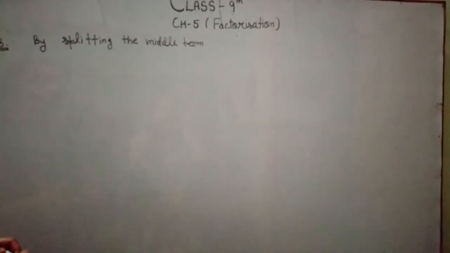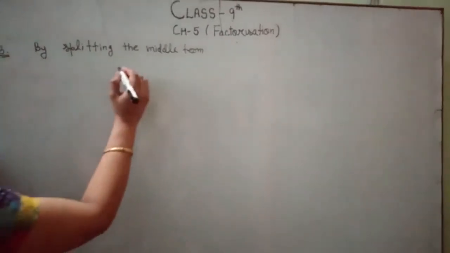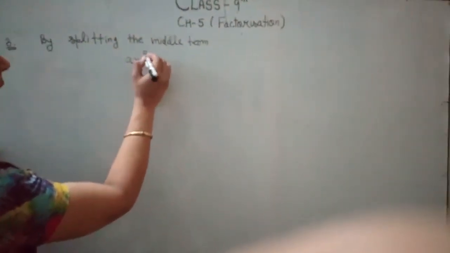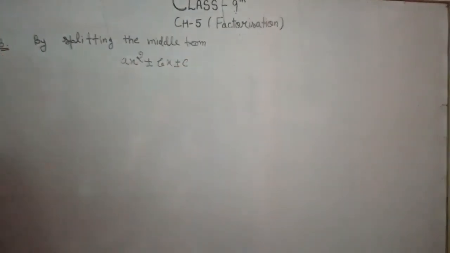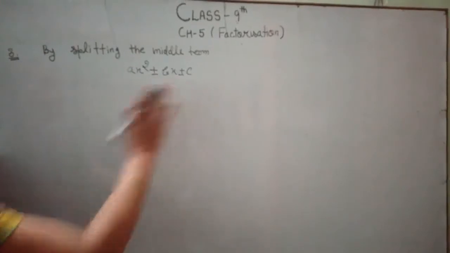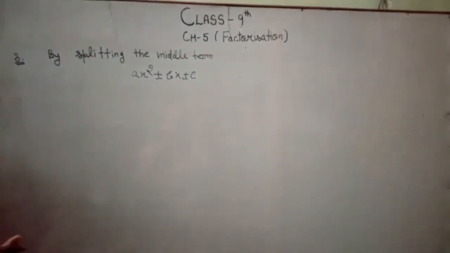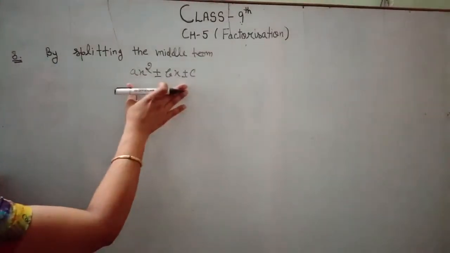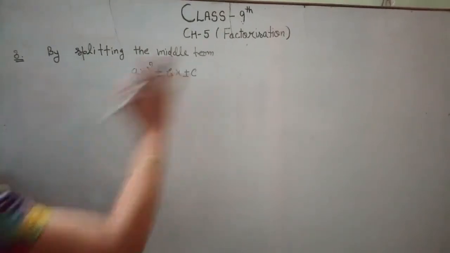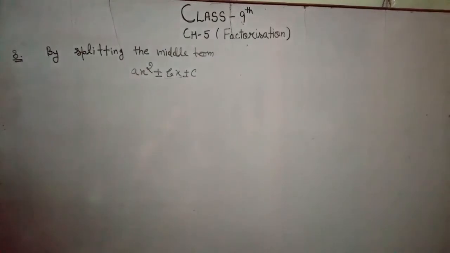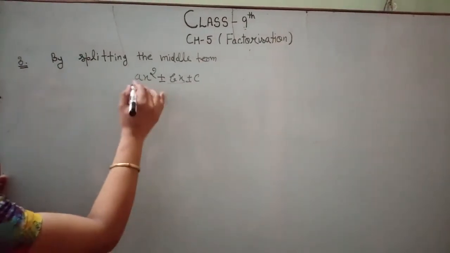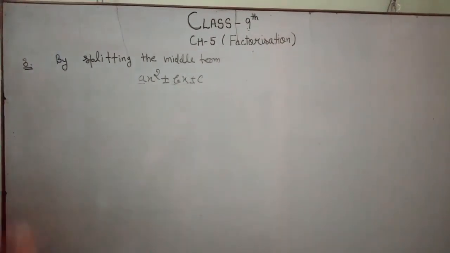Student, if we have an expression of this type, ax square plus minus bx plus minus c, this is a trinomial. There are total 3 terms. Then we factorize this expression by splitting the middle term. The middle term is bx. In this expression, we have a, b and c.